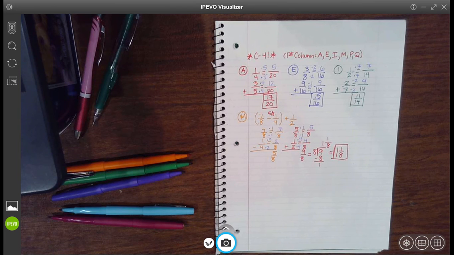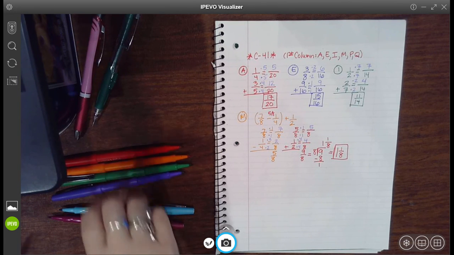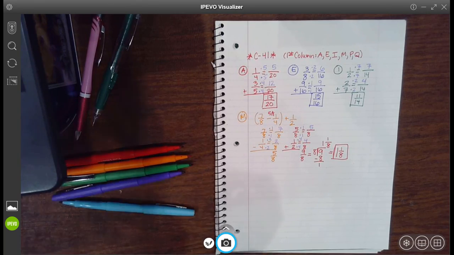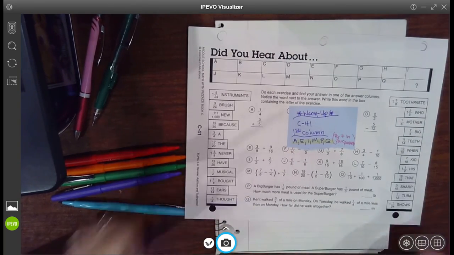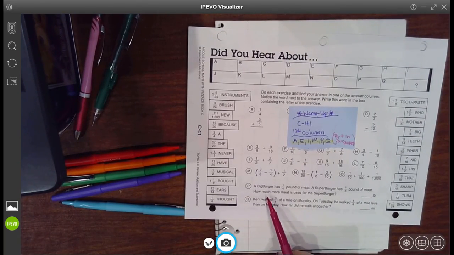The next one I want us to try is P. It was that word problem. So for problem P, let's take a look at it. It says a big burger has 1/4 pound of meat. A super burger has 1/3 pound of meat. How much more meat is used for the super burger?